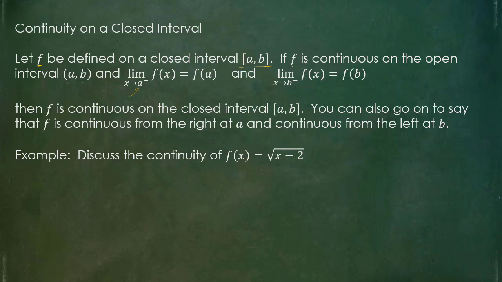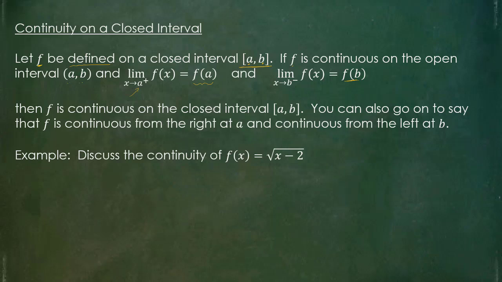So as I approach a from the right, if that equals what the function is for a, because our initial part was f was defined on that closed interval, so f of a should exist, just like f of b should exist, since that's the idea of being defined. And we check the second limit as I approach b from the left, and that equals the function at f of b. I can then say that f would be continuous on that closed interval.